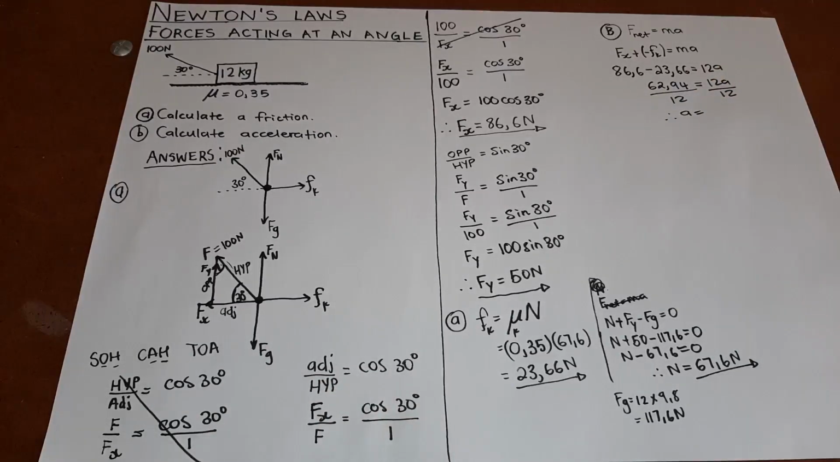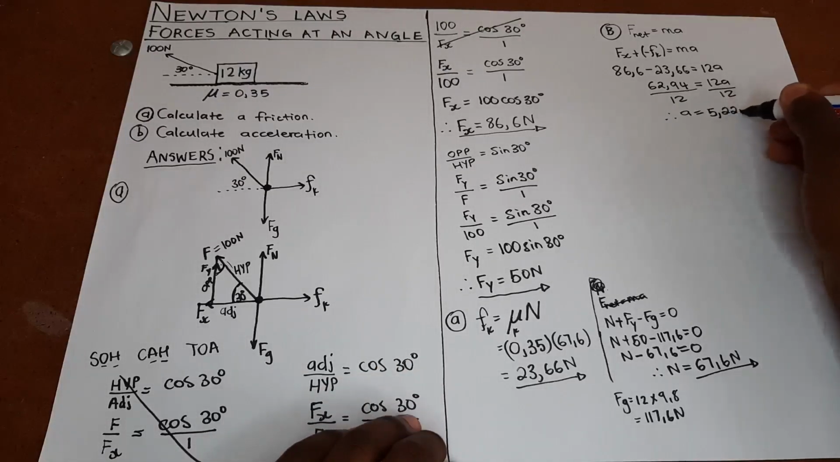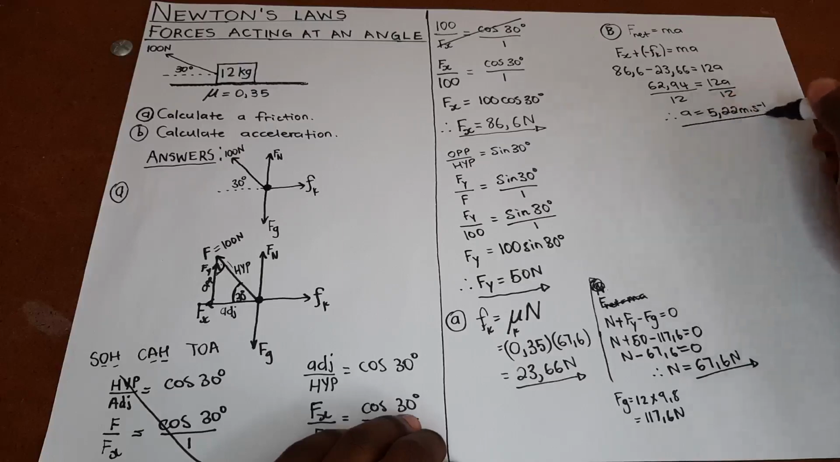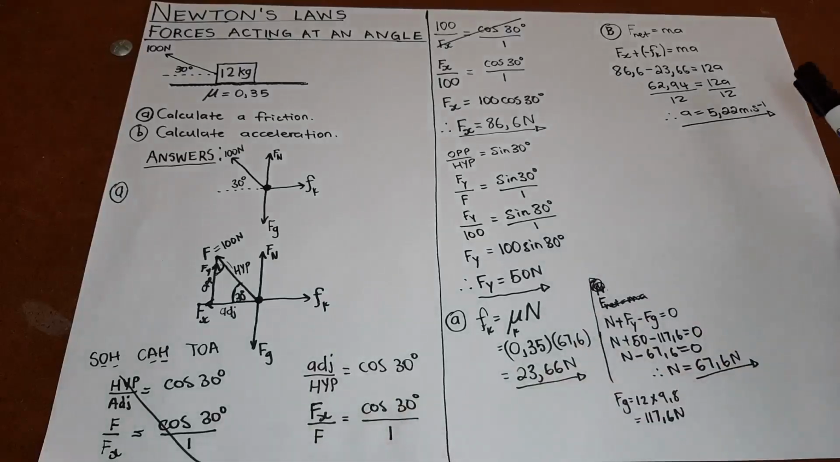62,94 divided by 12. It gives us 5,22 meters per second squared. So that's how it goes, guys.